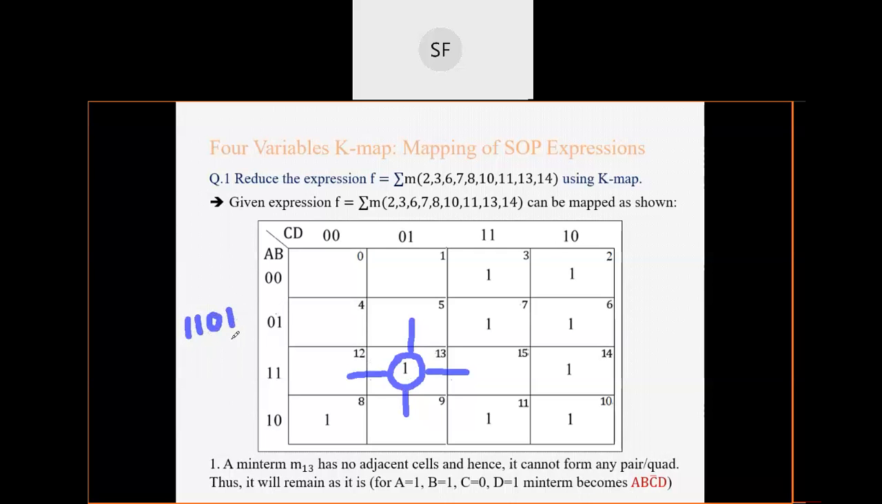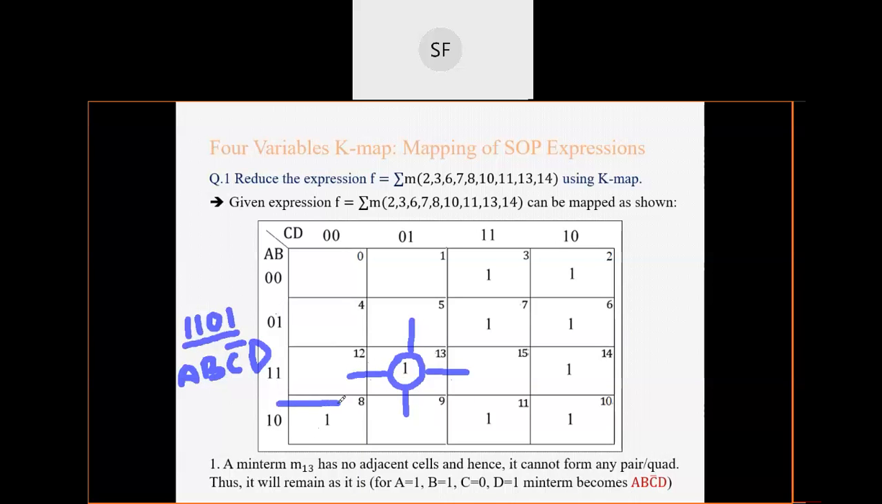So you have to simply write the associated minterm. What is the associated minterm? Since it is SOP, you have to write the uncomplemented form. So A, B, C bar and D. This term is associated with this one. It will be as it is. But here 1 is there.